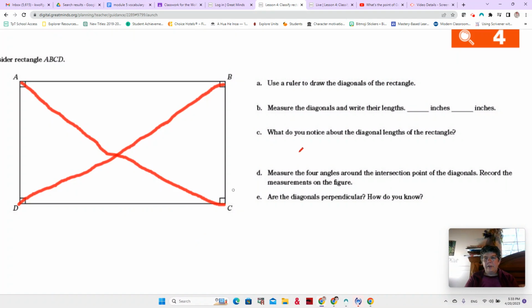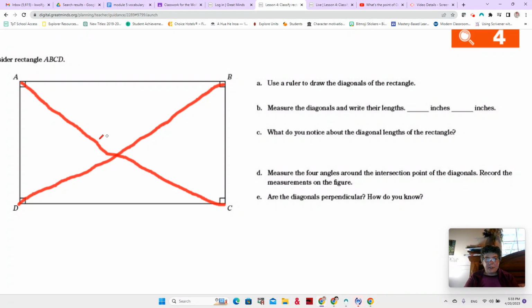Okay? And then you're going to measure your diagonals and write their lengths. Okay? So you're going to measure from A to C, and you're going to measure from D to B, and you're going to put their lengths right here in the inches. All right? Now, what do you notice about the diagonal lengths of the rectangle? They should be the same measurement. So make sure you measure them. And here you're going to write, they are the same length.